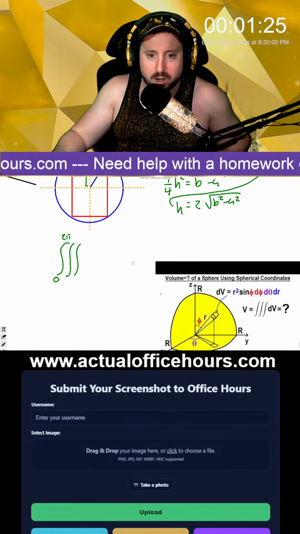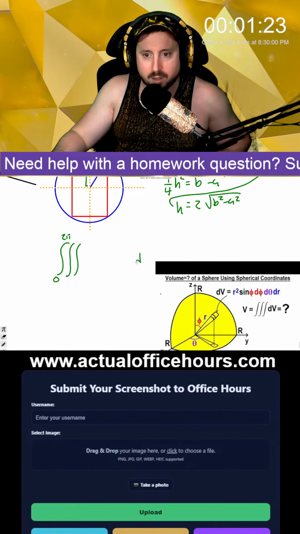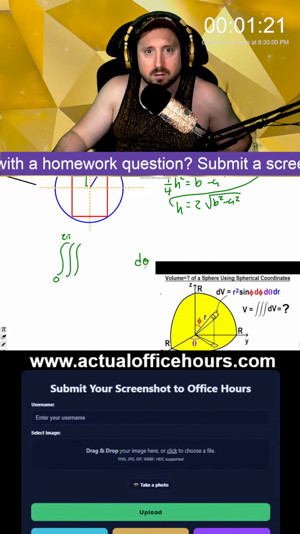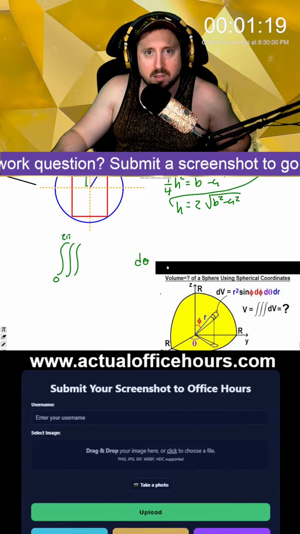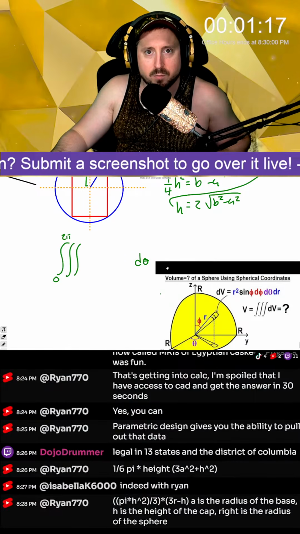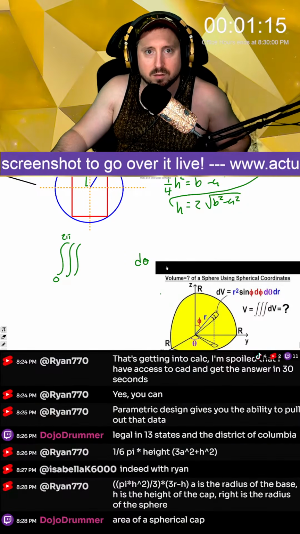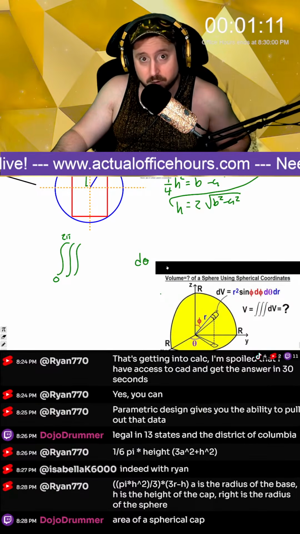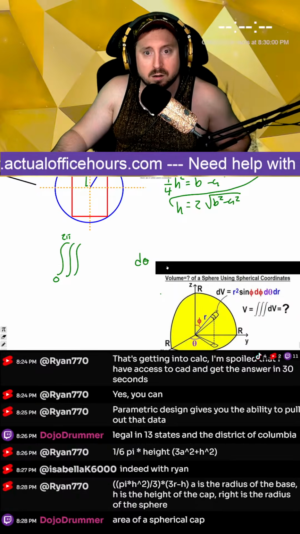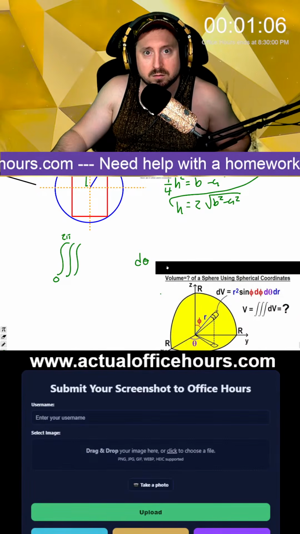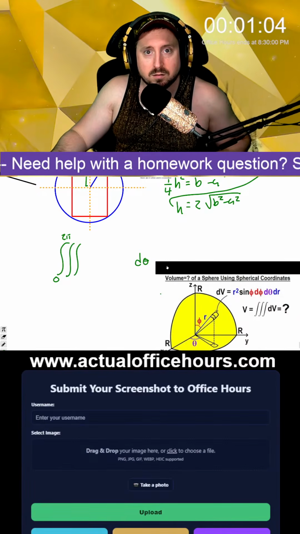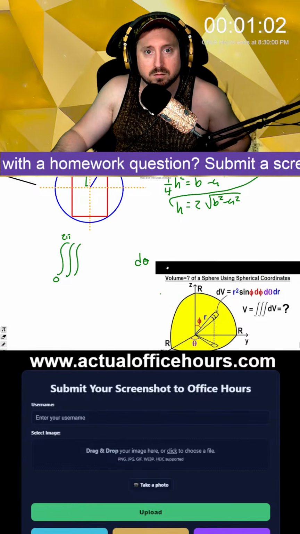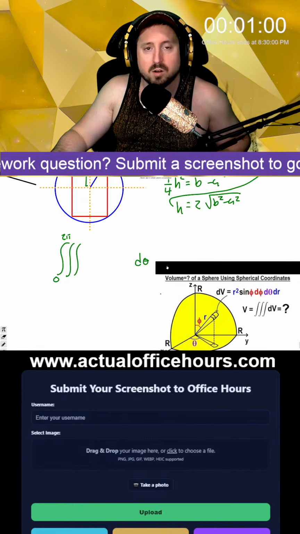So it's 0 to 2 pi in terms of d theta. I know that. Pi h squared over 2 times 3r minus h. A is the radius of the base. Yeah, I need the volume of the spherical cap though, right? R is the radius of the base.